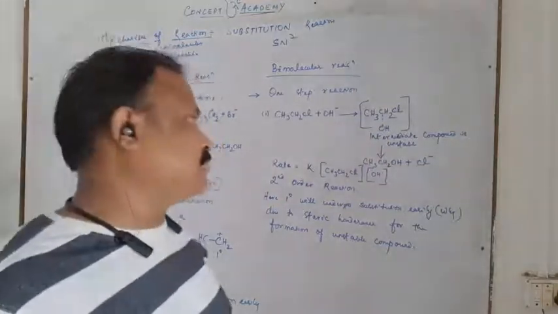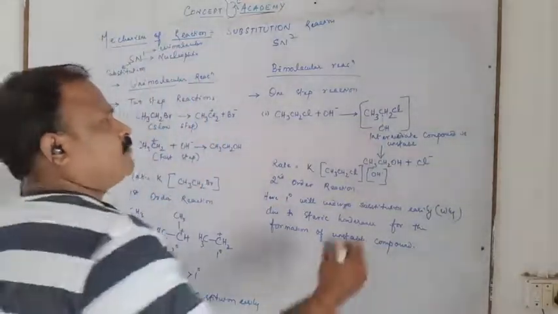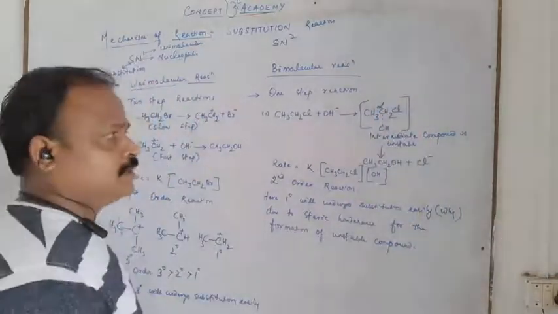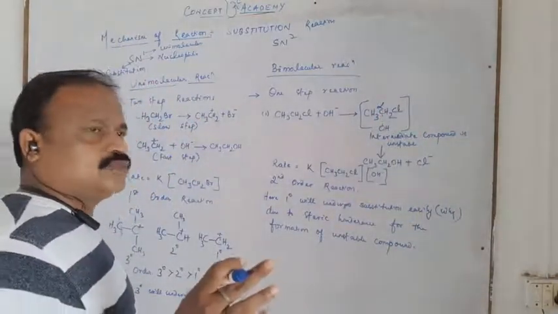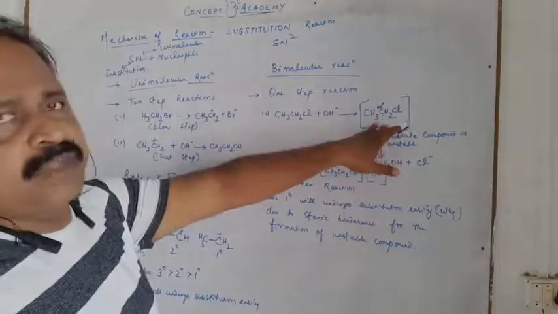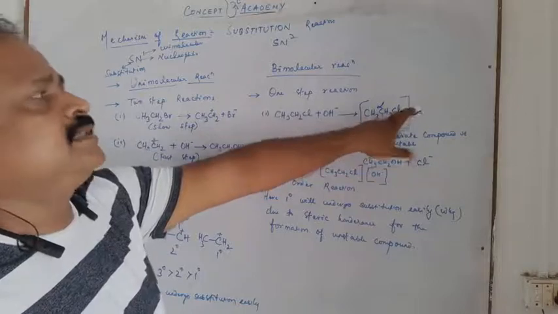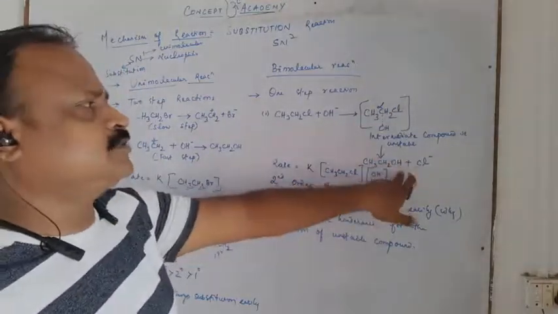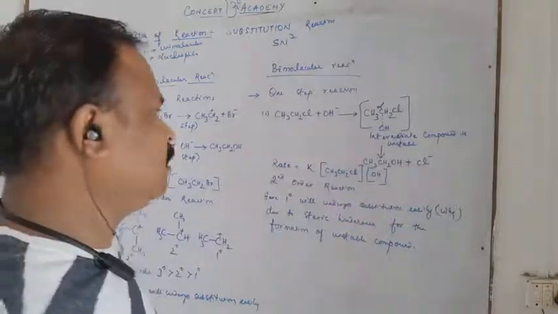So what happens actually? Here it is the alpha carbon atom. This one is the alpha carbon atom. So the OH sticks to the carbon, the alpha, it attacks the alpha, and the Cl disintegrates. Now CH3CH2OH plus Cl- is formed.